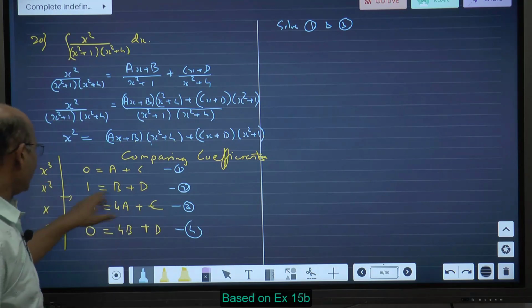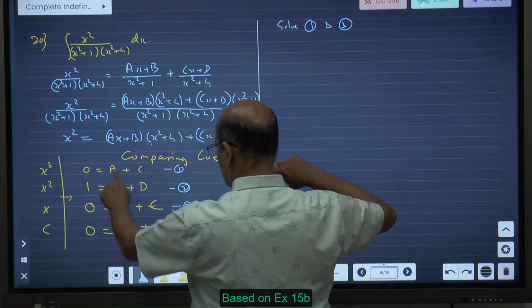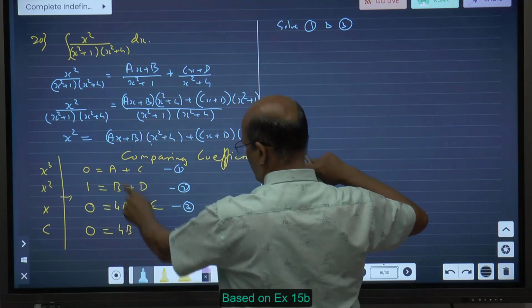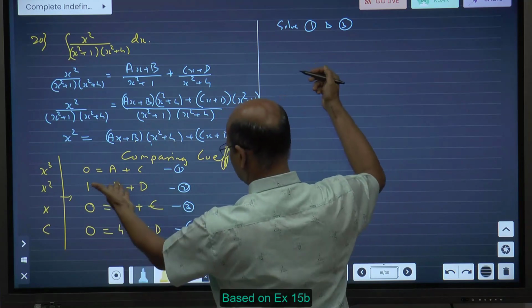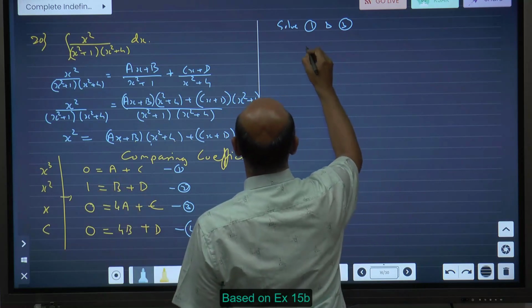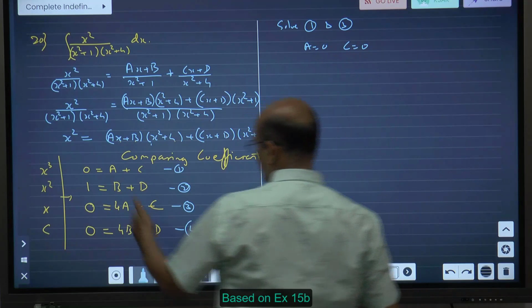Okay. So I think what happens here, 1 and 3 may, if I solve this, A is minus C. So A is minus C. So anyway, it is 0. So I think A is 0, C is also 0. Let us compare with B and D.